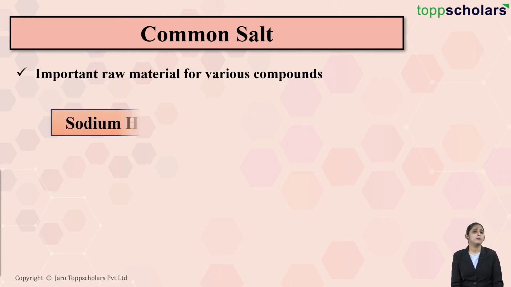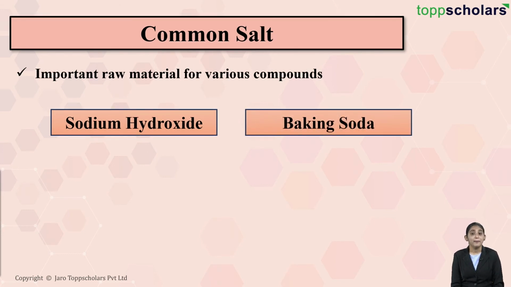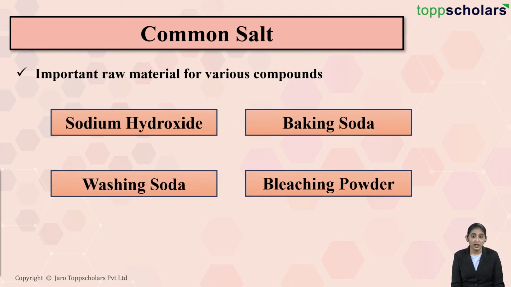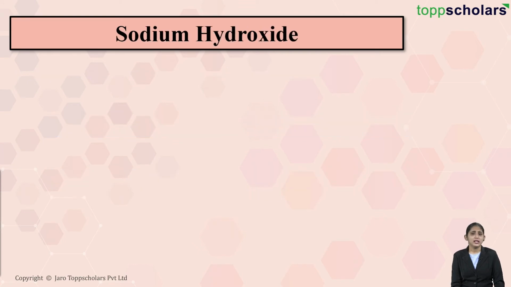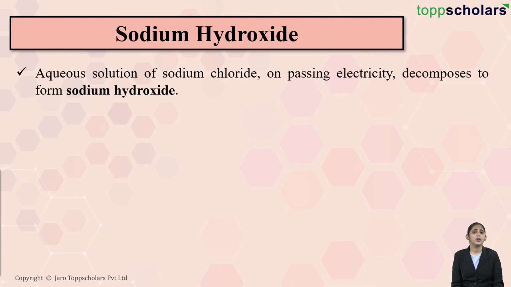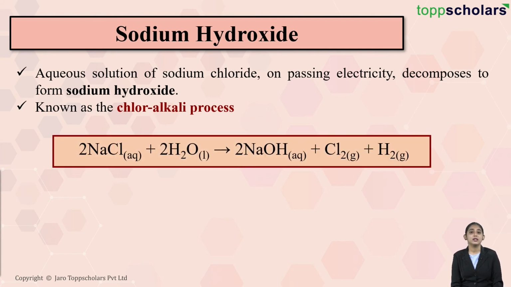Common salt can be used for making sodium hydroxide, baking soda, washing soda as well as bleaching powder. So let's see how we can prepare sodium hydroxide by using sodium chloride. Now friends, if you take an aqueous solution of sodium chloride and pass electricity through it, the aqueous solution of sodium chloride decomposes, resulting in the formation of sodium hydroxide, and this process is known as the chloralkali process. So over here you can see we have an aqueous solution of sodium chloride.